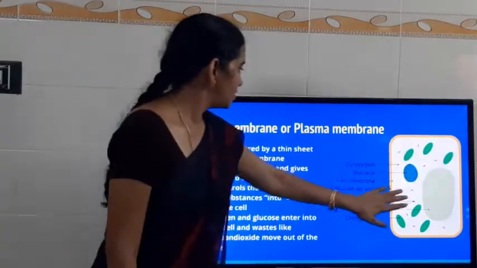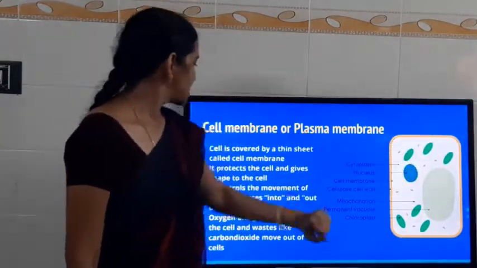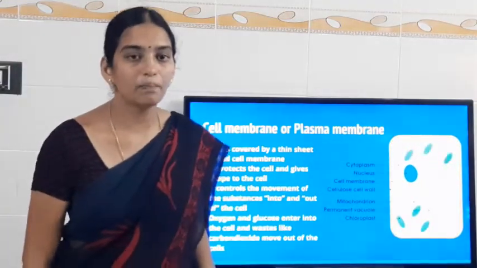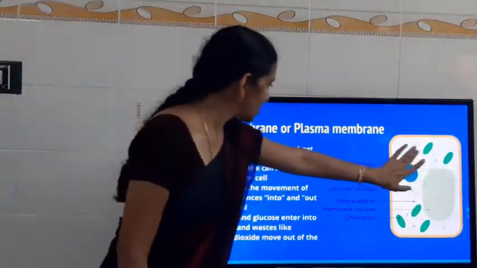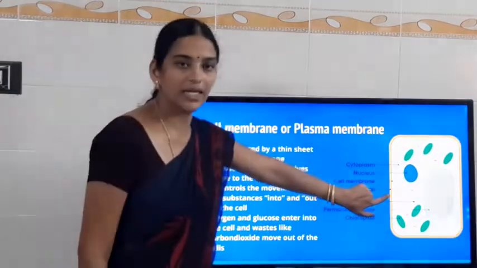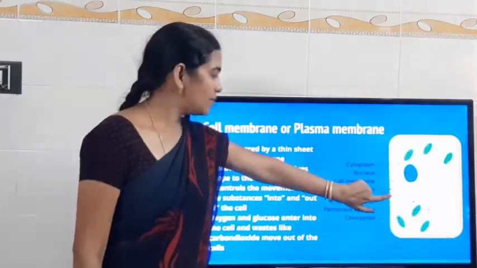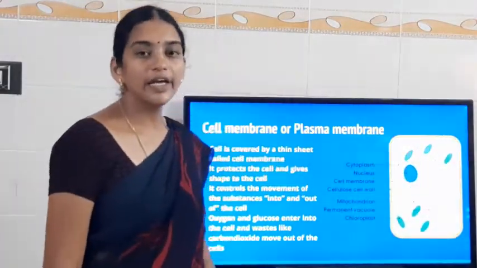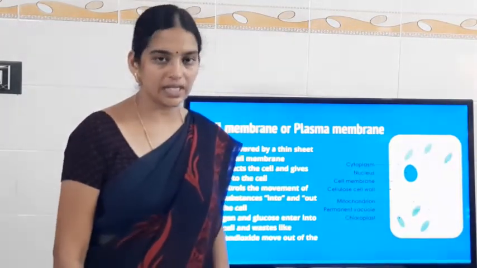This is the cell. The cell is covered by a thin sheet called a cell membrane. This is the cell and this cell is covered by a thin sheet. This is called cell membrane. And this cell membrane protects the cell as well as gives a particular shape to the cell.